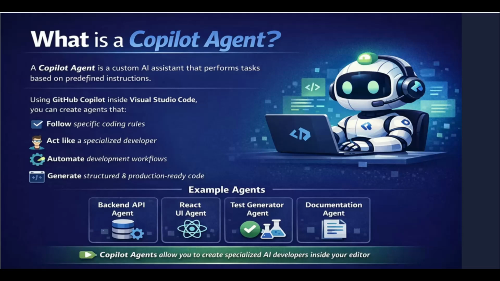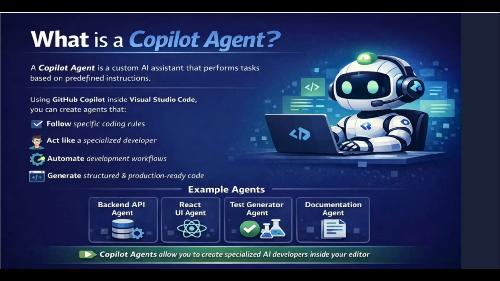Hello everyone, today I'm going to show you something really powerful. What if GitHub Copilot could behave like a specialized coding assistant that follows your own rules, your own workflow, and solves tasks exactly the way you want? In this video, you'll learn how to create your own custom Copilot agent inside VS Code.